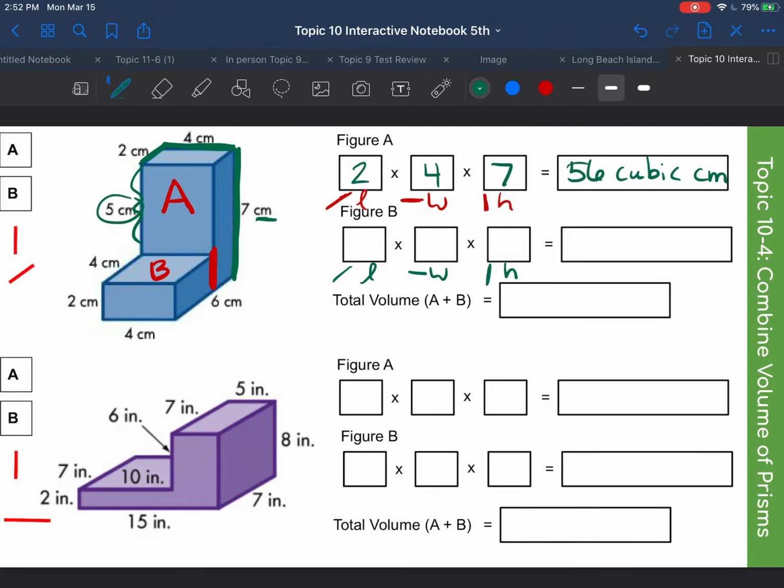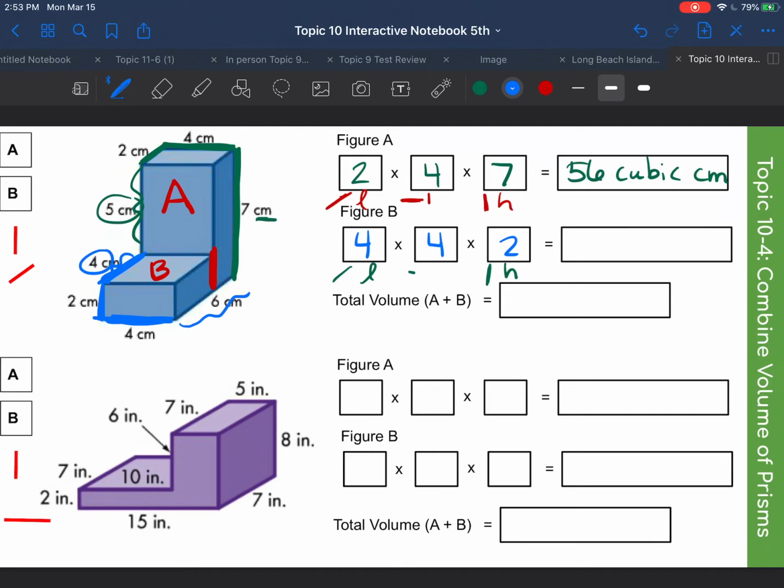Okay, so the length for this, I have 2 options. I have a 6 or I have a 4. Which one am I going to use for the length of B? I'm going to use the 4 because this is how wide B is, or how long B is. We don't want to go the whole thing. Okay, so 4 would be the length. The height, I see right here, is 2. The height is 2. And the width, or how wide it is, 4.